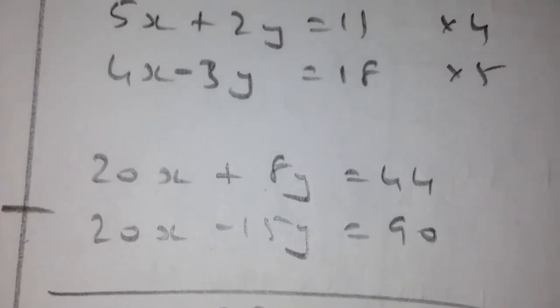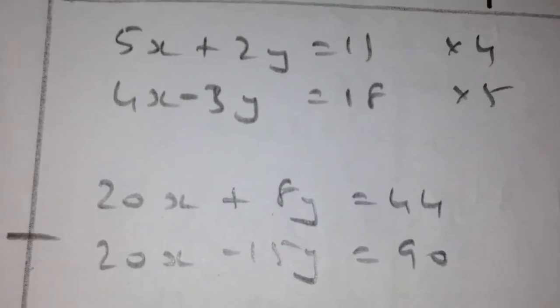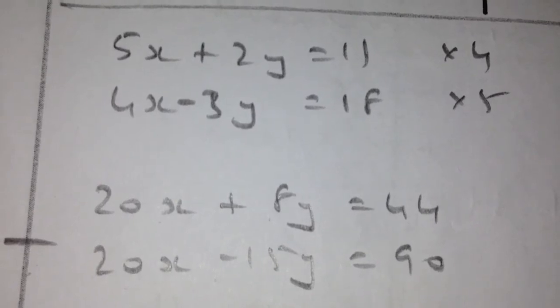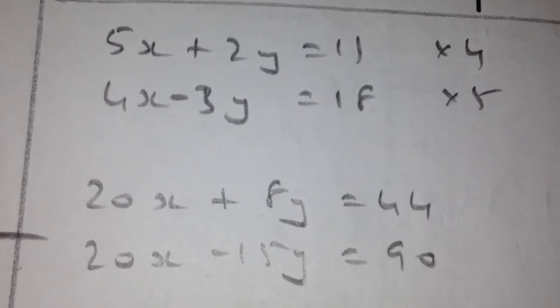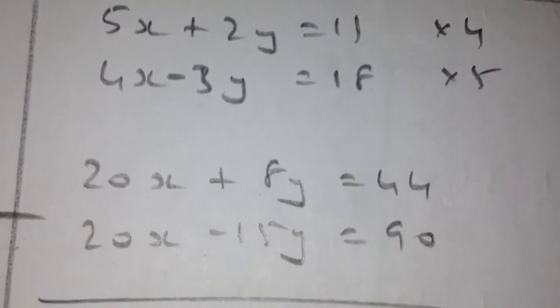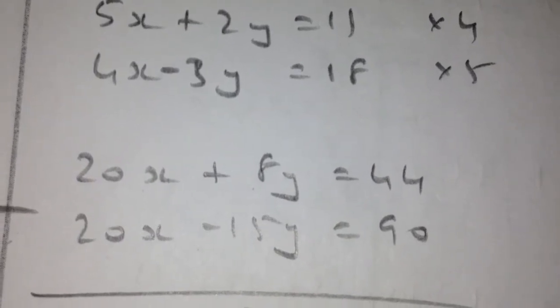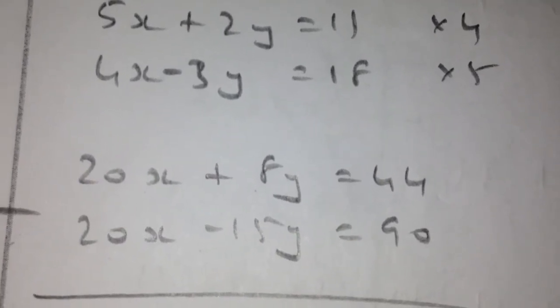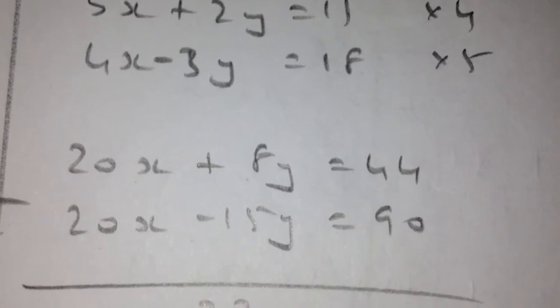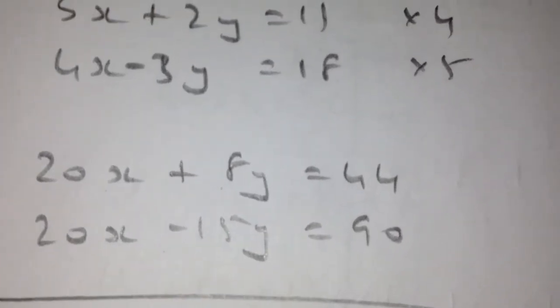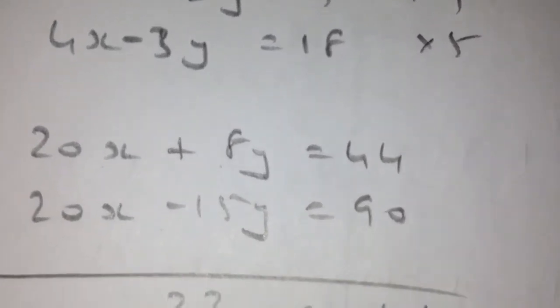So if you times 5 by 4, it's going to give you 20. If you times 2 by 4, it's going to give you 8. If you times 11 by 4, it's going to give you 44. If you times 4 by 5, it's going to give you 20. If you times minus 3 by 5, it's going to give you minus 15y. If you times 18 by 5, it's going to give you 90.